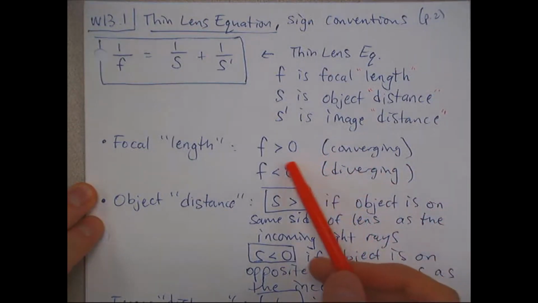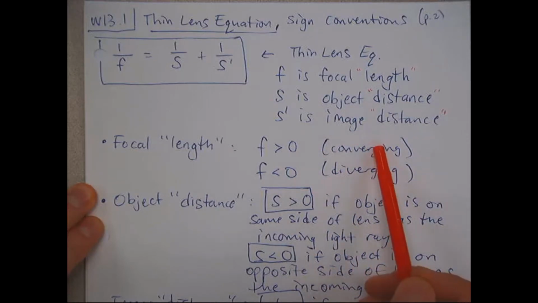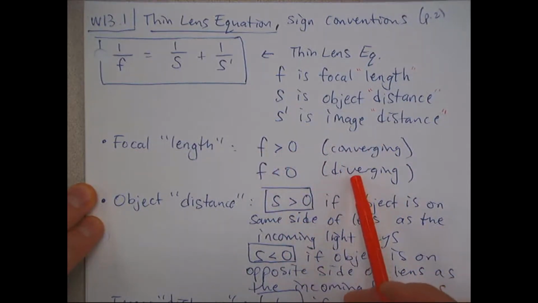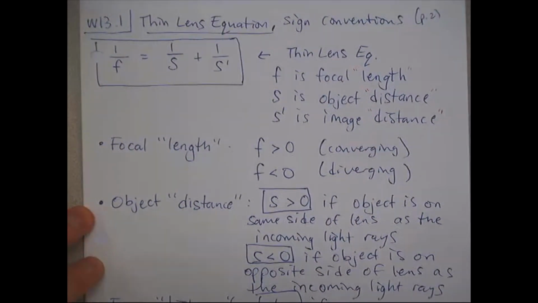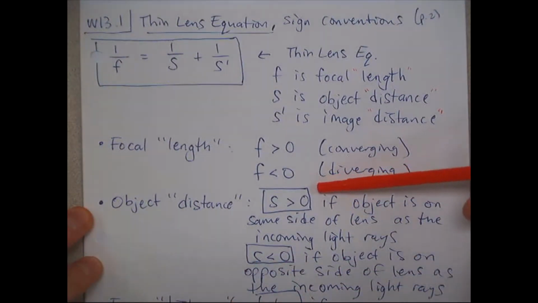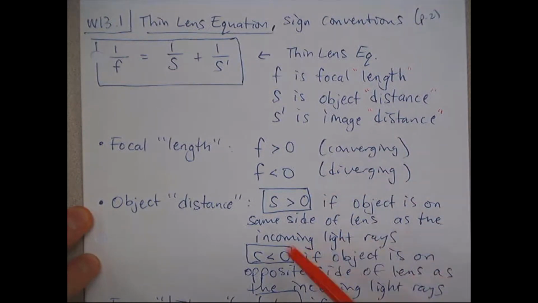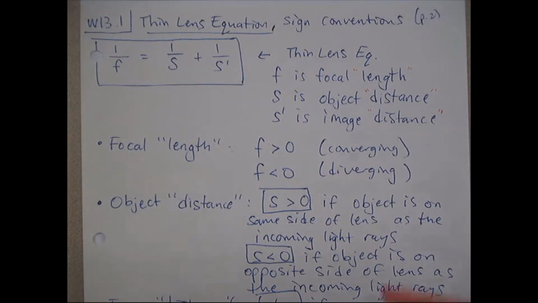For focal length, we've already laid out the rules. If you have a converging lens, f is positive. Diverging lens, f is negative. More importantly now, the object distance, s, will be positive if the object is on the same side of the lens as the incoming light rays. That will always be true if you have only one lens in your problem. s will always be positive, regardless of whether the lens is converging or diverging.